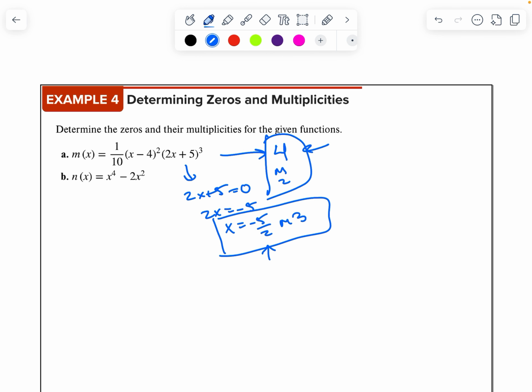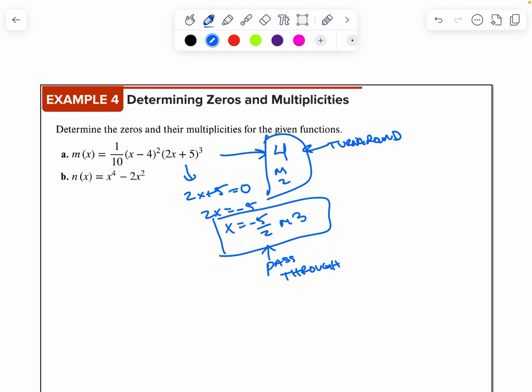For this point right here, it's going to pass through because the multiplicity is odd. For this point here, it's going to touch and turn. It's going to turn around because the multiplicity was even.